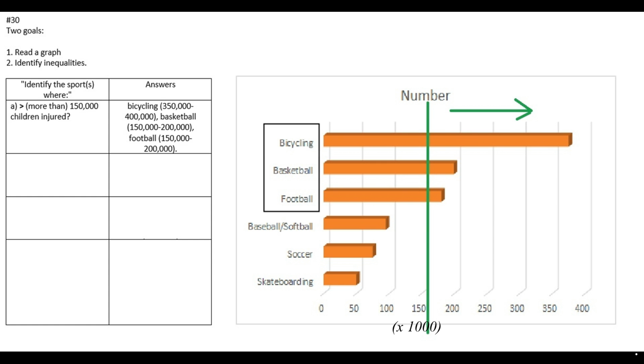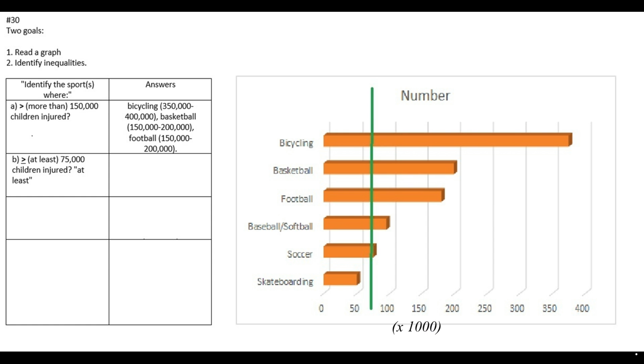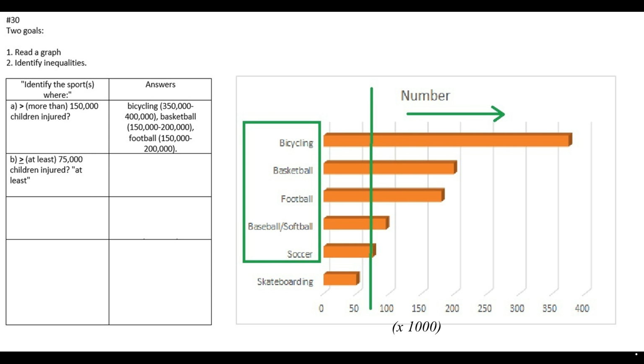The second part of this looks to see where there are sports with at least 75,000 children injured. So here's our green line between 50 and 100 at 75,000. And the sports that include more injuries than that are all sports except skateboarding. Skateboarding only has 0 to 50,000 injuries associated with it. Every other sport has more than 75,000 children injured.